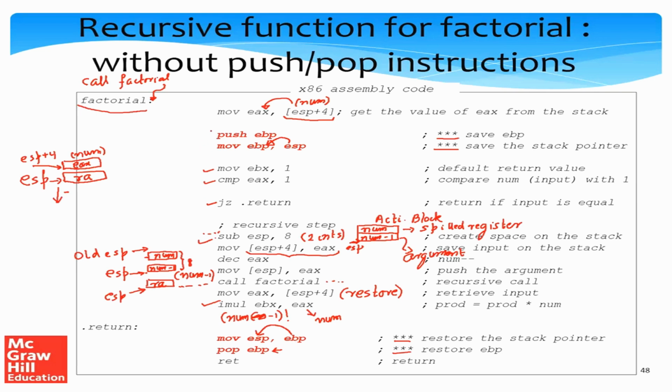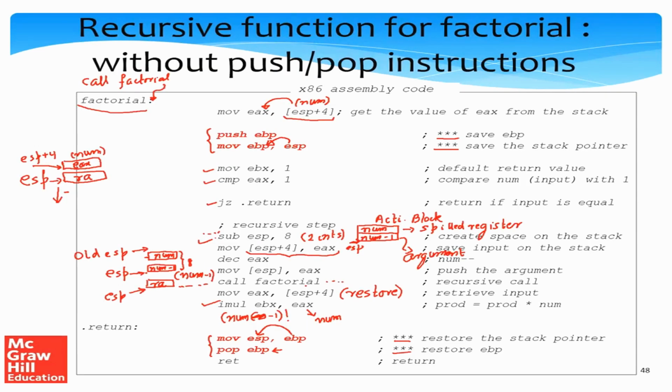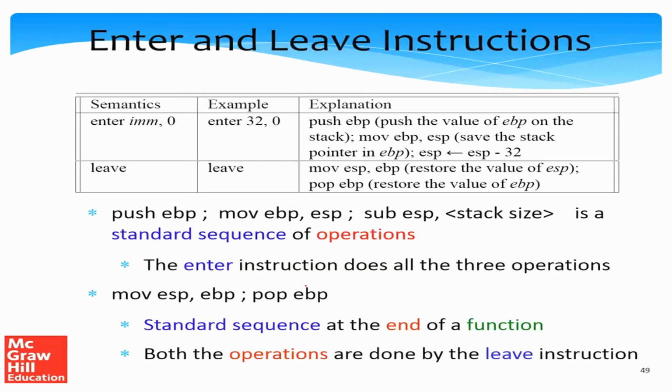So what are the extra instructions? The extra instructions are these two over here, and the instructions to create the activation block and manage it, which is subtract 8 from ESP, move EAX to ESP plus 4, move EAX to ESP, and restore the value of EAX, right? Couple of extra instructions are there. So do we need that many extra instructions? If you see, we have 7 instructions that we are changing. Do we need them? The answer is probably no.